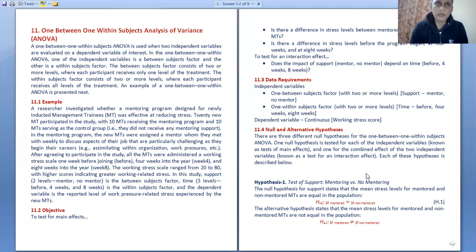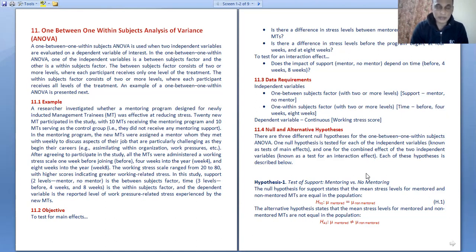Now, talking about one between, one within subject analysis of variance, it is used when we have two independent variables and we are evaluating them over a dependent variable of interest. In the one between, one within design, one of the independent variables is a between subjects factor and the other is a within subject factor. The between subject factor consists of two or more levels where each participant receives only one level of treatment. The within subject factor consists of two or more levels where each participant receives all levels of treatment, and we'll just discuss an example on the same.